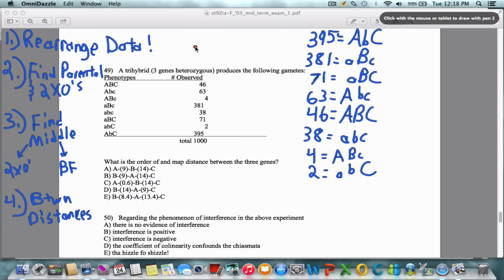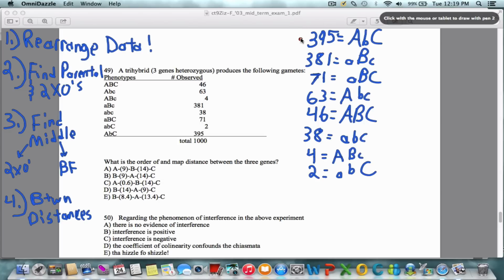But it's a good problem that shows how to do, I guess, a less than straightforward 3-point mapping problem. So I've written out some steps here that I feel are really important. The first step is to rearrange your data in order of largest to smallest. So that's what I did, and I went ahead and wrote the genotypes of each trait over here on the right. The second step is to find the parentals and then the double crossovers.